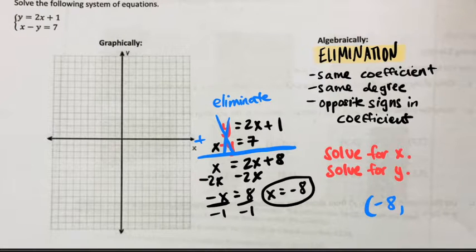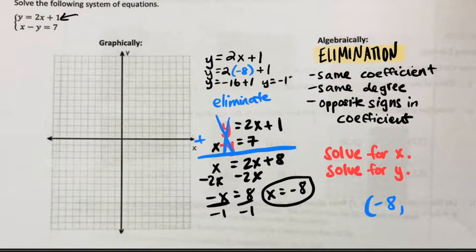Then I want to go back to my original equation and solve for y. Now when you go back to your original equation, you don't have to solve for y for every single equation. You can just pick the one that might be the easiest. In this case, we already have an equation that is set up to be solved for y, so we can just use that one. Instead of the x, we're just going to replace that by a negative 8. And that is our solution set.